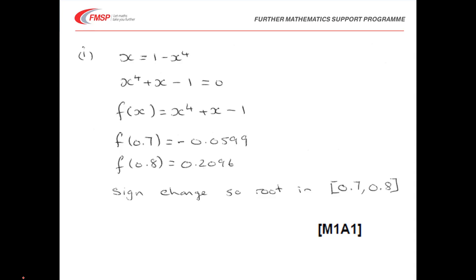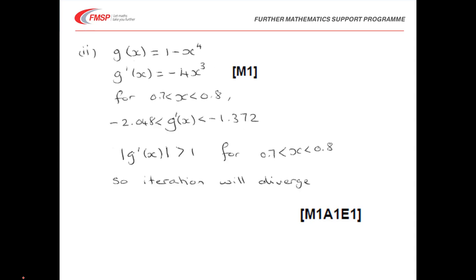So the marking for that. Again, sign change, one method, one answer. For the differential, for actually doing the differentiation correctly, you get 1 mark. Then 1 mark for substituting in your values for x, an answer mark for getting values obviously that are bigger than 1, and an explanation mark.